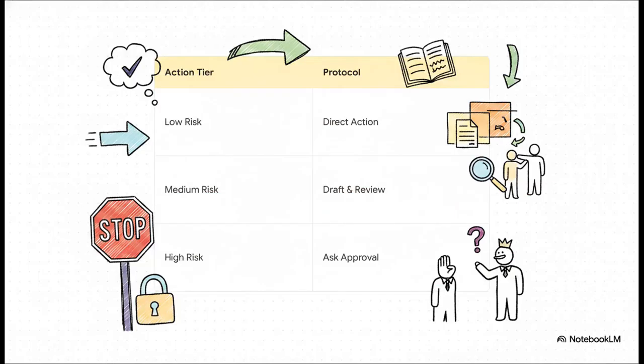Because here's the thing. You must apply guardrails that actually match the risk level. Drafting an internal memo, that's low risk. Claude can just take direct action. But if you have a medium risk task, say summarizing a customer support ticket, you need a draft and review protocol. And high risk, like modifying your CRM or processing a financial refund? No way. That requires a strict stop and ask for approval protocol. You don't want to overcomplicate the low-risk stuff, but you absolutely must build hard stops for those high-risk actions.